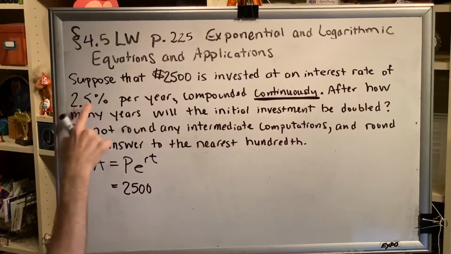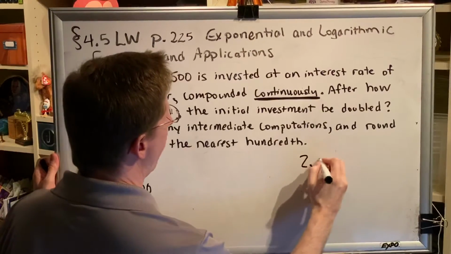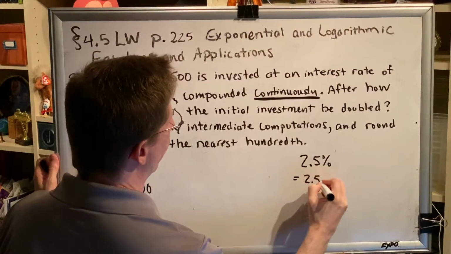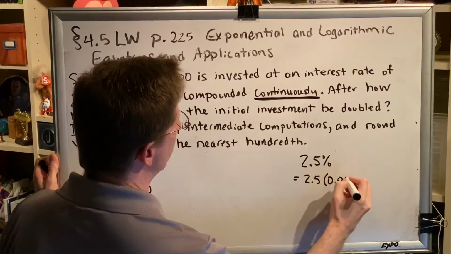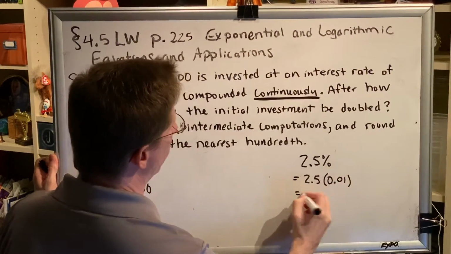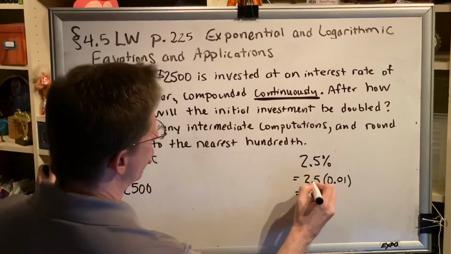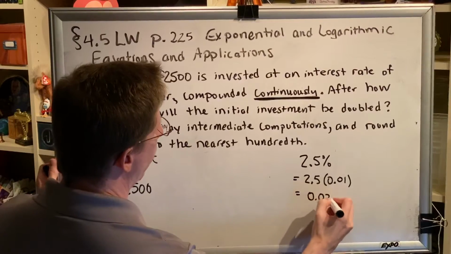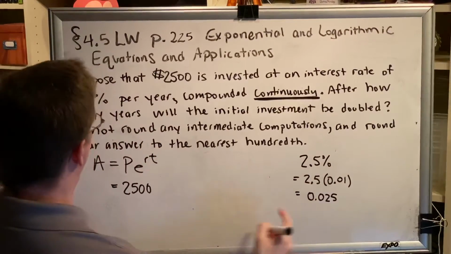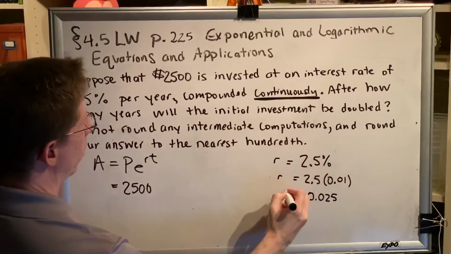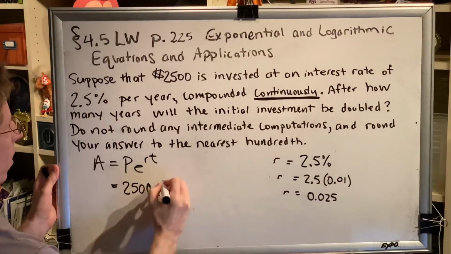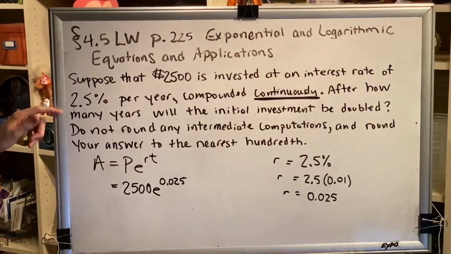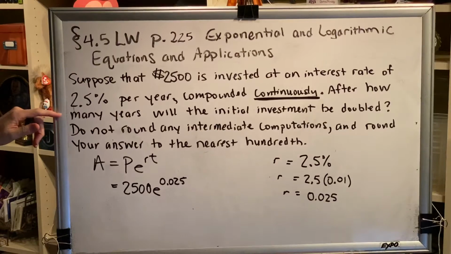At an interest rate of 2.5%. Well, 2.5% has to be converted to a decimal. Percent is a mathematical constant. It's a symbol that always represents the same value. As a decimal, the percent symbol is the number 0.01. So when we take 2.5 and multiply it by 0.01, we get 0.025. This is r for this problem. So we'll have 2,500 e to the 0.025. Let's keep reading.